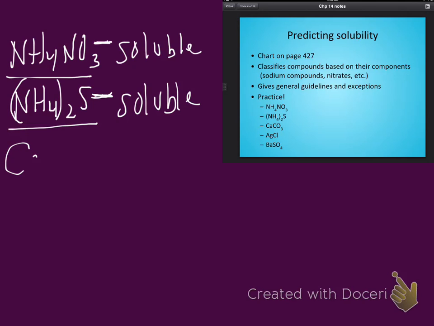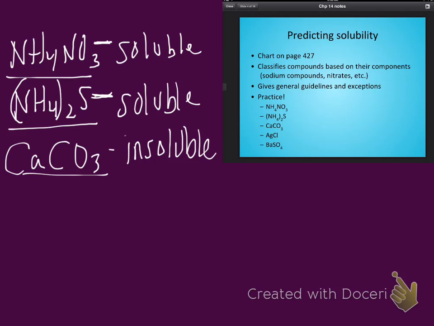Now, let's practice with CaCO3. What do we call this? Calcium carbonate. Find me a rule. Based on Rule 5, most carbonates are insoluble, and none of the exceptions apply. This one is insoluble. Okay, so we got our first insoluble.